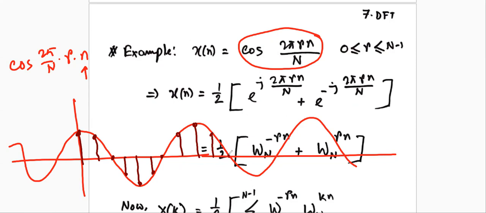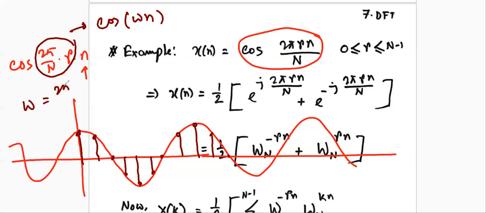This whole part is cos(ωn), where ω is defined as 2π/N times r. You need to understand this. So this relative frequency is defined as 2π divided by N into r. Of course, the frequency of this signal depends on the value of r. If you increase the value of r, it will increase the frequency. If you decrease the value of r, it will decrease the frequency.